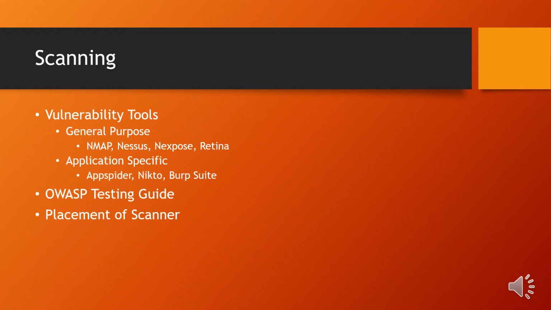At this stage, there are many tools that can be used to discover the vulnerabilities on the system. Some examples include Nmap, Nessus, Nexpose, Retina, AppSpider, Nikto, Burp Suite and many other tools. A key consideration in tool selection will also be based on the intent. Is it for general purpose scanning or application specific? For example, looking at a specific tool to scan for WordPress vulnerabilities.